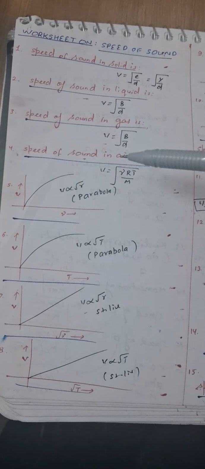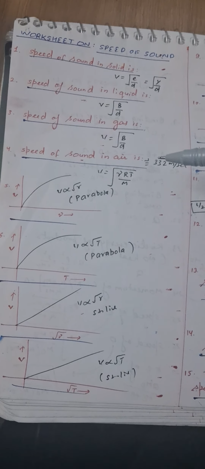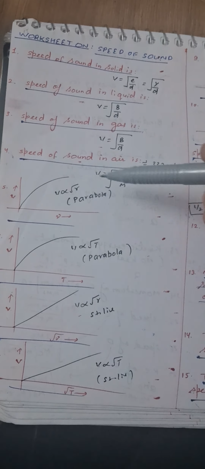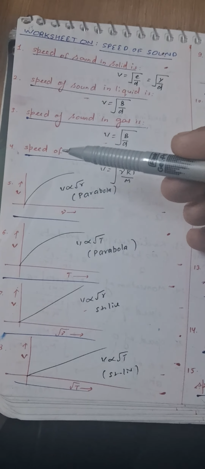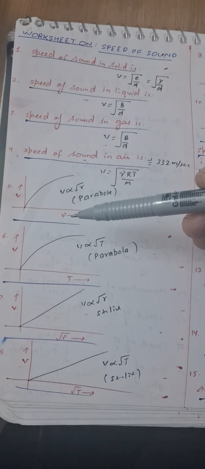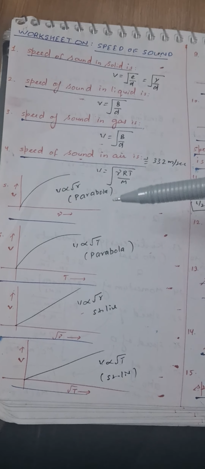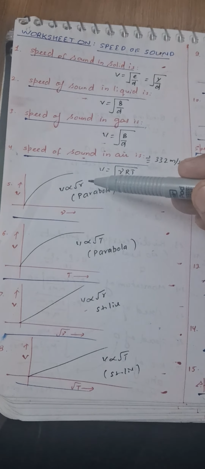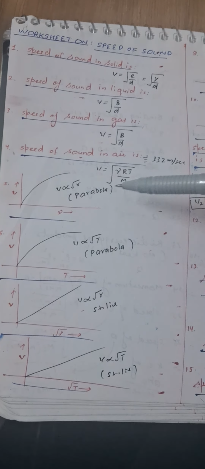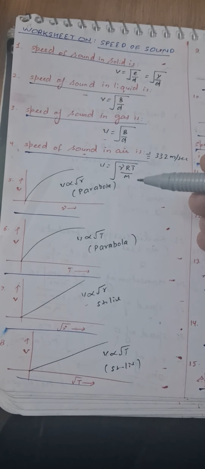Next is speed of sound in air. It is approximately 332 meter per second, and it is given by root under gamma RT by M. Next question is the graph between V and gamma. Gamma is the adiabatic exponent. So we can see that V is proportional to root gamma, so the graph will be a parabola here.